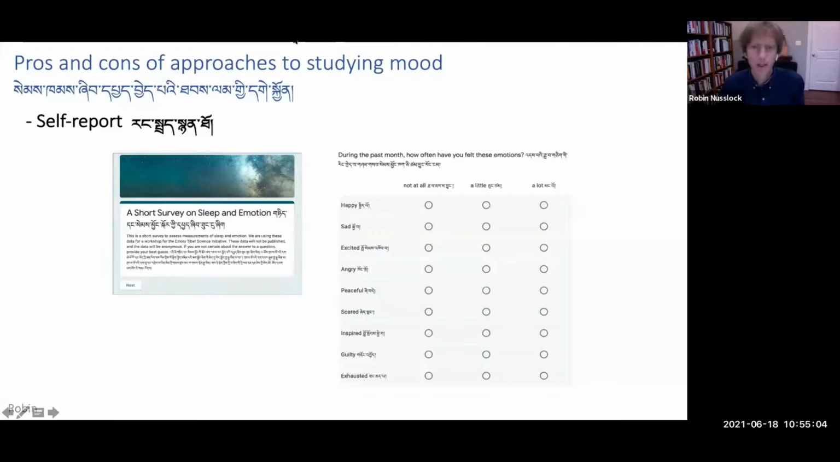Great. So there was some really interesting conversation that was taking place in the chat about the pros and cons of self-report and the extent to which it can really, people can reliably report their sleep and emotion.